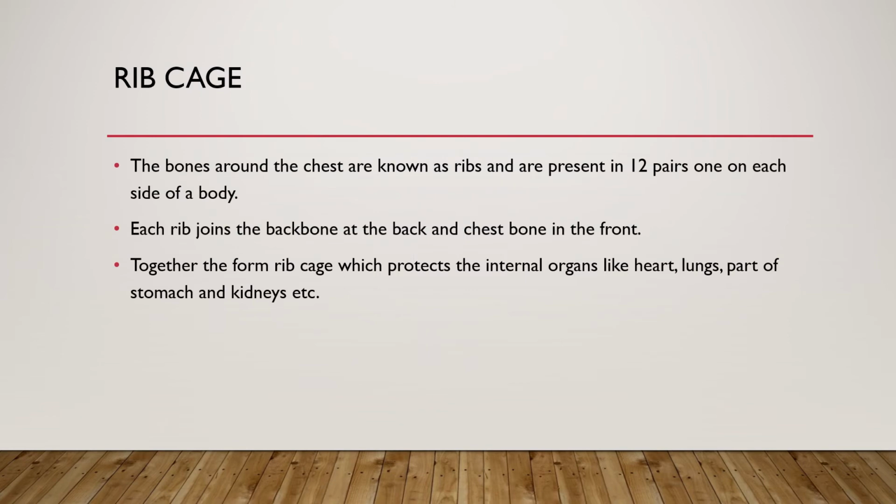Then there is a rib cage. The bones which are present around our chest are known as ribs, and these are in 12 pairs, one on each side of the body. Each rib joins the backbone at the back, meaning the vertebral column, and at the front it joins the chest bone or the sternum. Together they form the rib cage, and the rib cage has a function to perform. It protects the delicate organs like heart, lungs, parts of stomach and kidneys, etc.